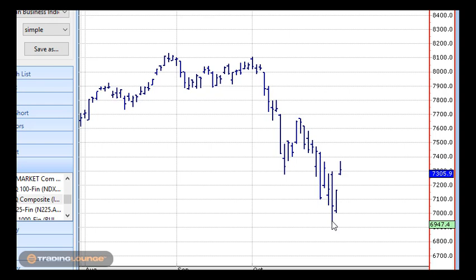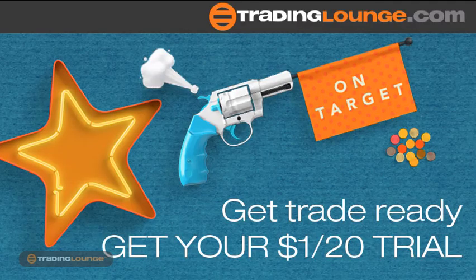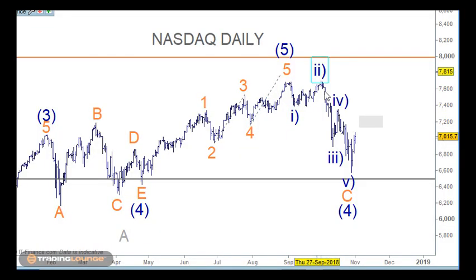So it's possible that if we look at the Comp, which holds a much larger variety of tech stocks than the 100, we already have 5 waves down here, so we could have a low in place for this market. That's what I wanted to talk about today, that we could possibly already have 5 waves down for this.